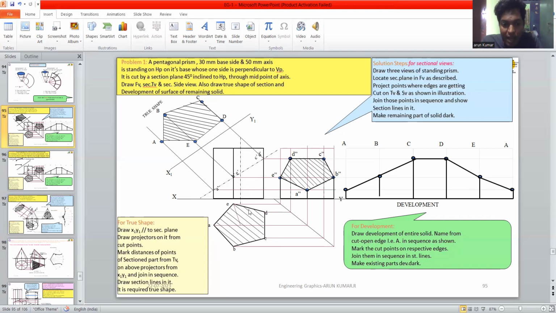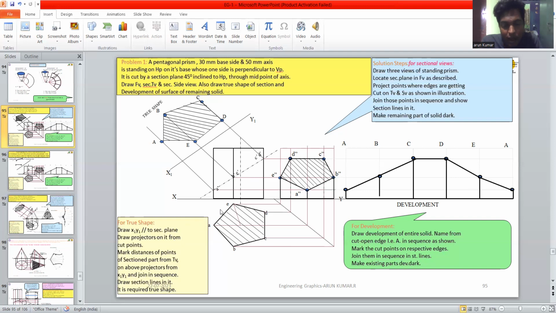What is the height of the prism? The height of the prism is 50 millimeter. So I have to proceed with the height of the prism and join all the corners. Here I represent A, B, C, D, E as the top of the pentagon, and 1, 2, 3, 4, 5 as the bottom side of the pentagon. If more labels are given, the diagram becomes more complicated, so I reduce the markings and represent only A, B, C, D, E, for your understanding.